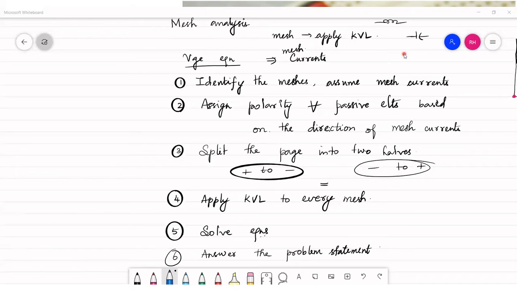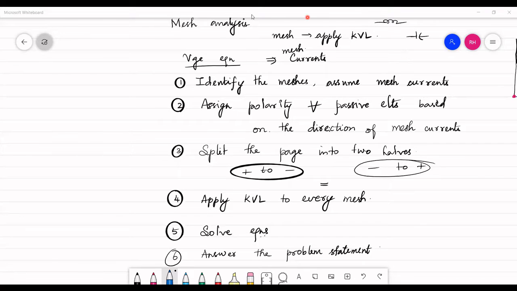Hello everyone. In the previous video, we discussed mesh analysis applied to simple circuits with just voltage sources alone. So let me quickly summarize the steps we followed to solve a circuit using mesh analysis. The first step was to identify the number of meshes and assume the mesh currents. And then, based on the direction of the mesh current, we assign polarity for all passive elements.